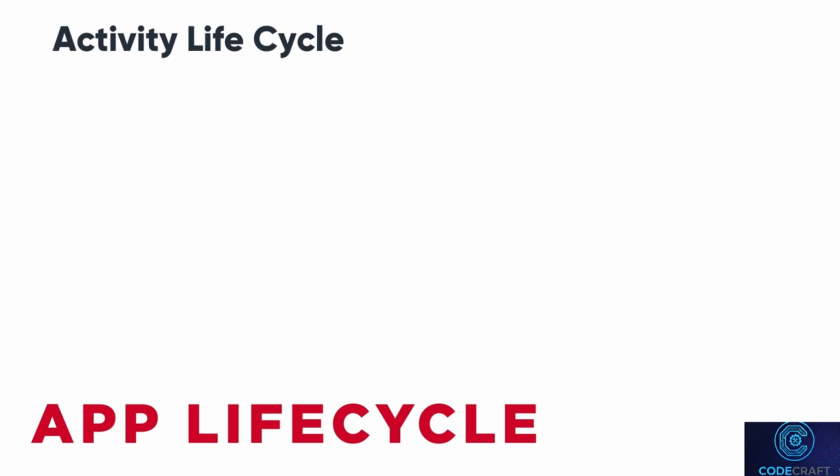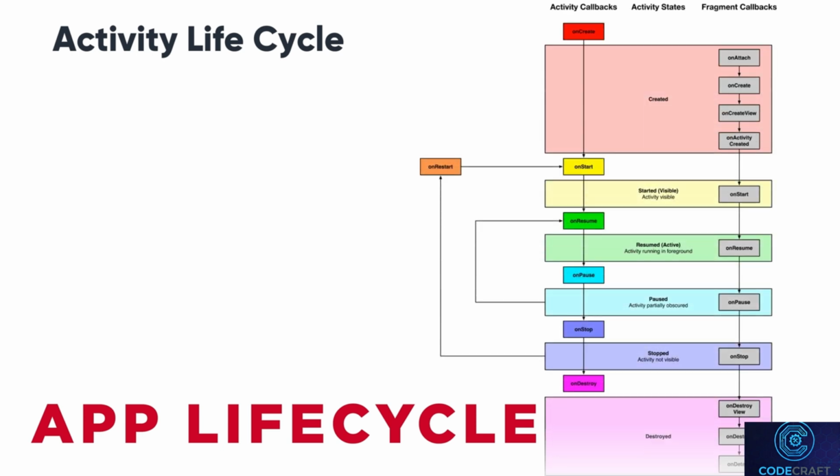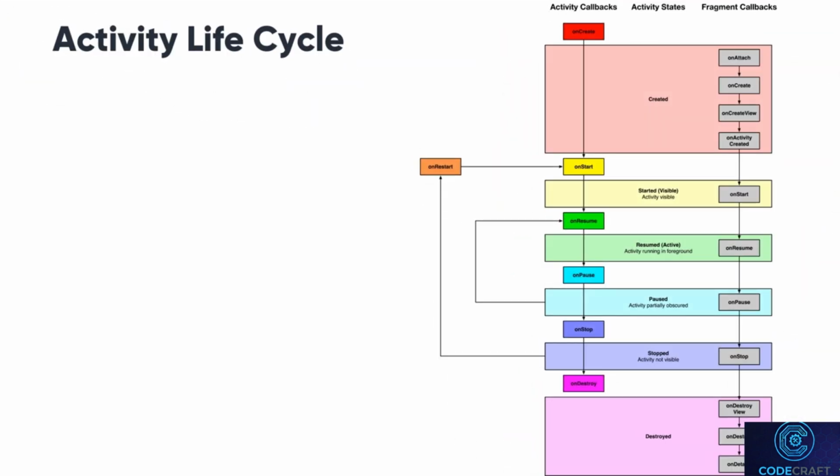In this video we'll learn about activity lifecycle. The Android activity lifecycle refers to the sequence of events that occur as an activity transitions through different states. Activities are the fundamental building blocks of Android applications, representing screens with user interfaces. Understanding the activity lifecycle is crucial for managing the behavior and resources of your app effectively.